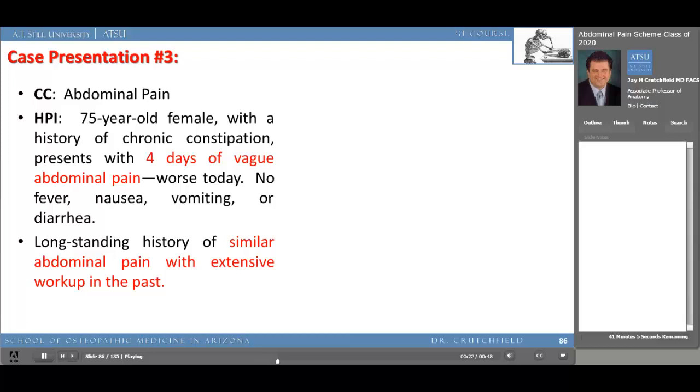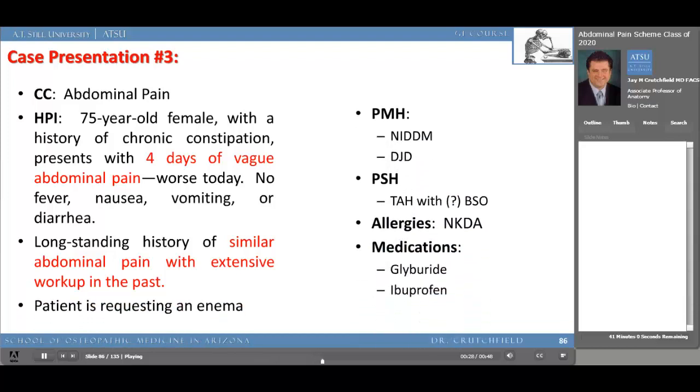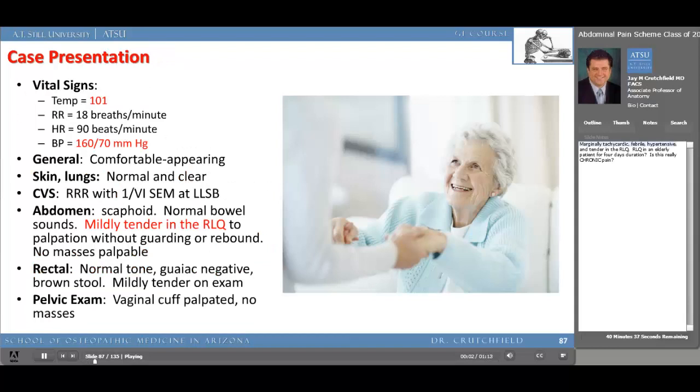This patient is tachycardic, febrile, hypertensive, and tender in the right lower quadrant for 4 days. Is 4 days really the definition of chronic abdominal pain? With the history and physical exam findings, what are you thinking? What would you like to do now? What do you think it is? Should we treat her? And how should we treat her? Should we just reassure her that this is just her usual chronic pain? What test do we want to order? Should we actually send her to the emergency room?